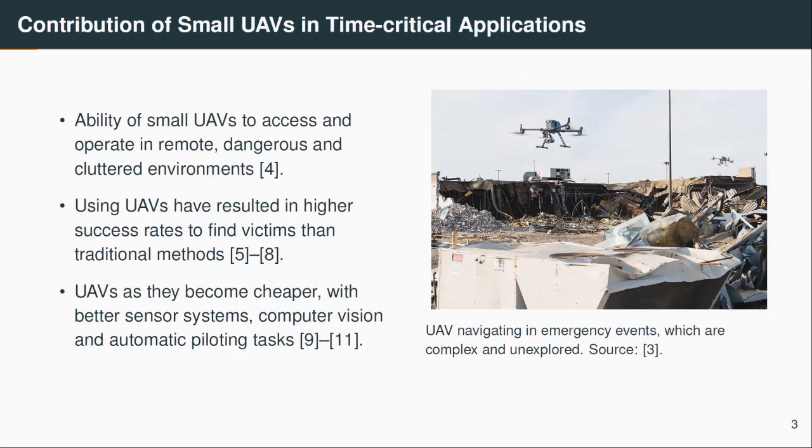Small UAVs have contributed in time-critical applications because of their ability to access and operate in remote, dangerous, and cluttered environments. Using UAVs have resulted in achieving higher success rates to find victims than traditional methods. A higher adoption of UAVs is because they are becoming cheaper with better sensor systems, computer vision algorithms, and automatic piloting tasks, such as autonomous takeoff, autonomous landing, waypoint following, obstacle avoidance, and object tracking.